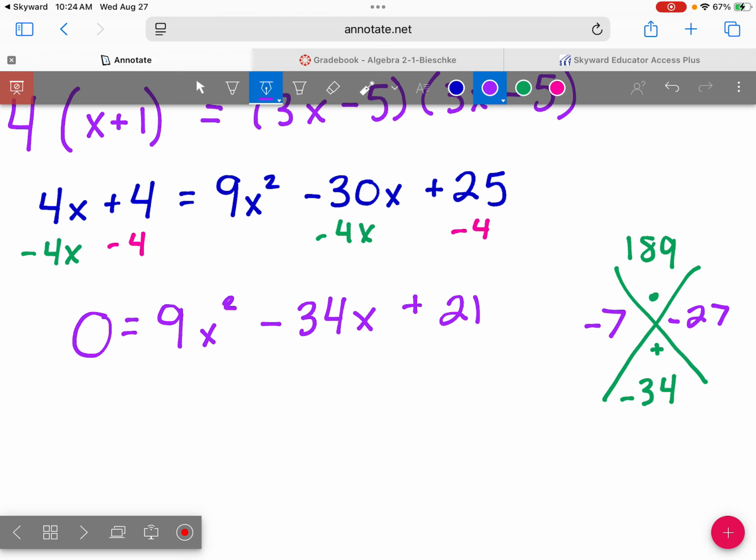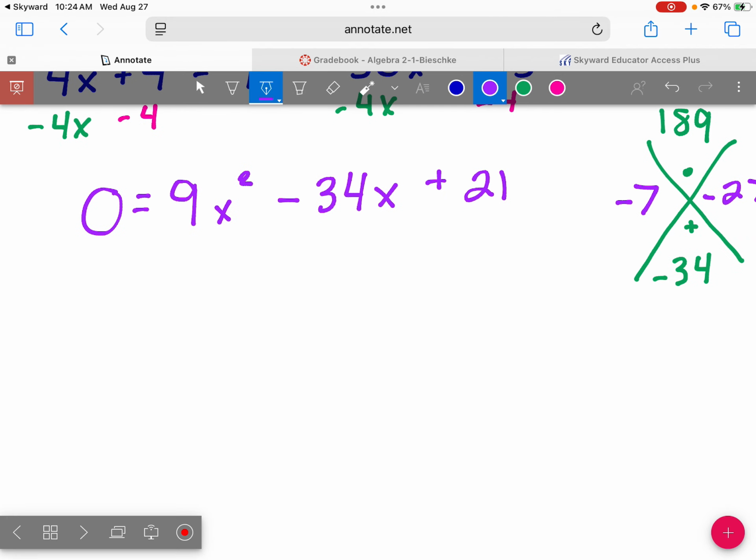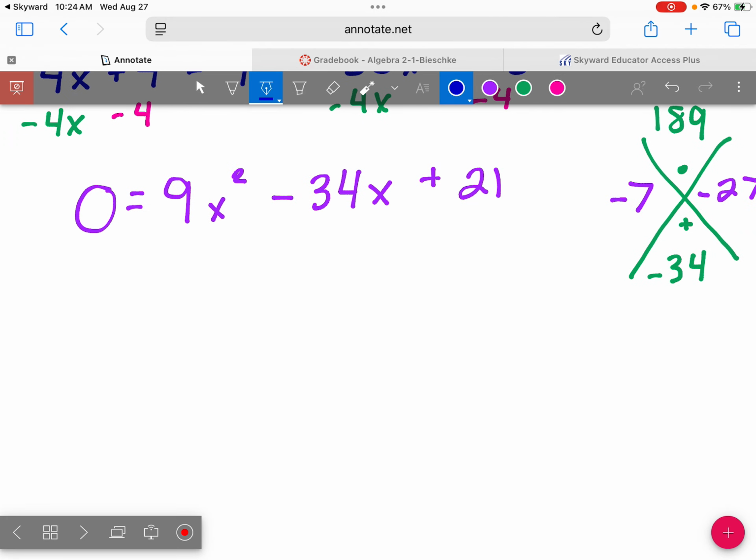You can factor this with the box. You can factor this with grouping. However you want to do it, I will put grouping up here on the board. I don't care how you factor, just that you factor. If I can't figure out what's happening, I will ask you.